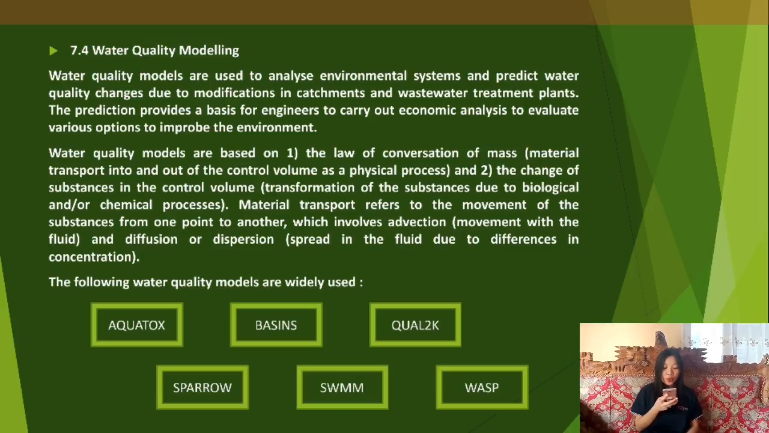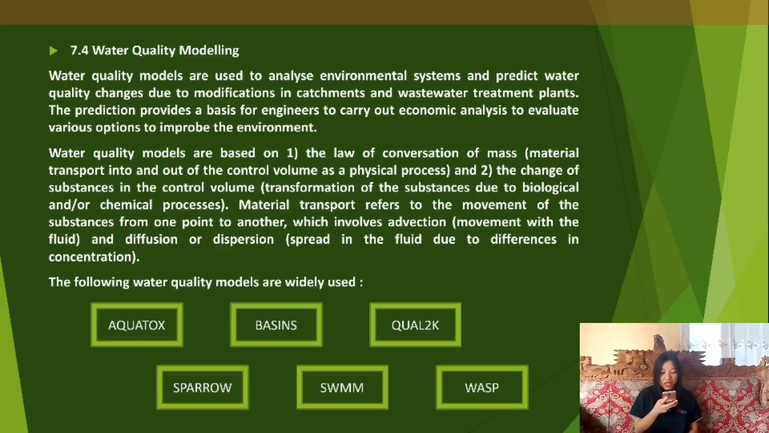Water quality models are based on: 1. The law of conservation of mass, material transport into and out of the control volume as a physical process, and 2. The change of substance in the control volume, transformation of the substances due to biological and/or chemical processes.